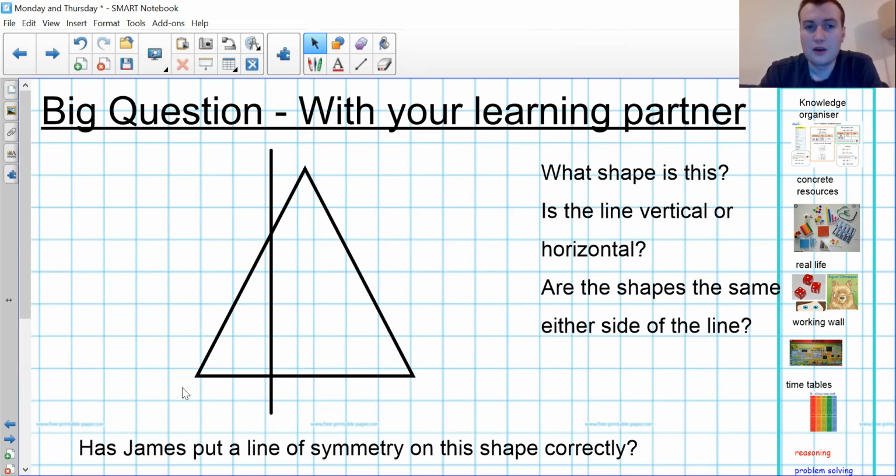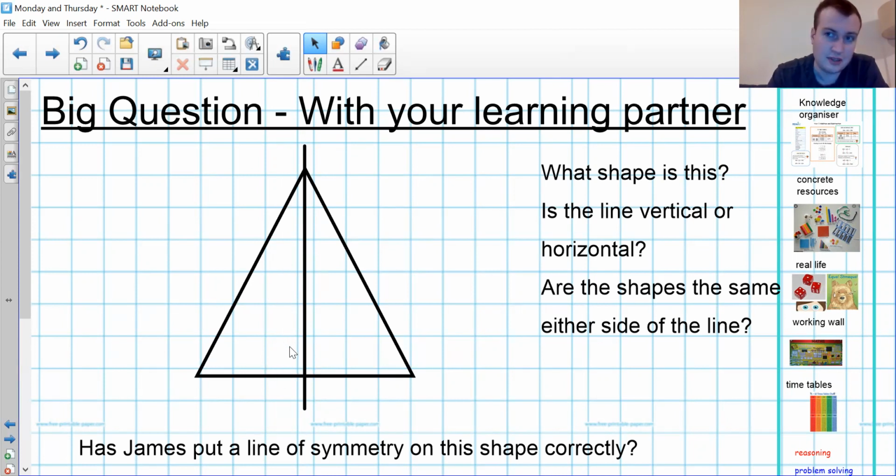So here we have this shape, which is a triangle, and they've put a line through here, saying this is a line of symmetry. Right, so we need to look at both sides of the line. Is this shape the same as this shape? And of course, the answer is no. They look very different, okay? But if that line of symmetry had been here, suddenly both sides look exactly the same. So that is a line of symmetry.